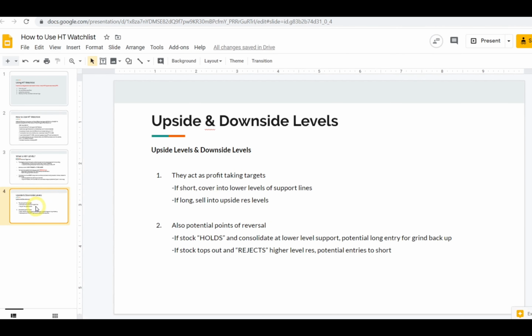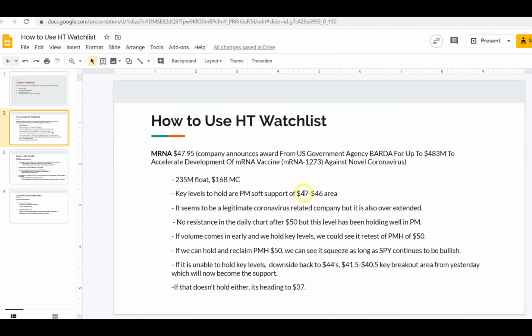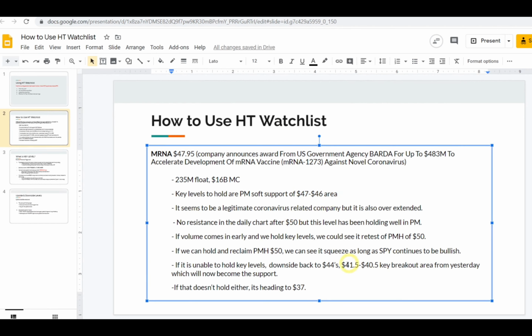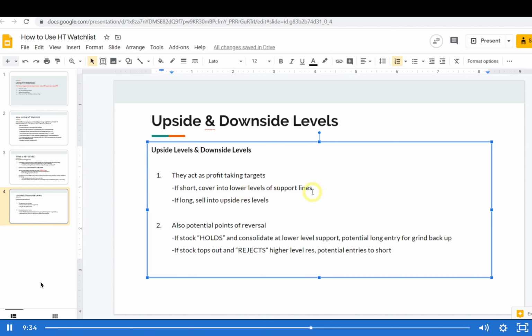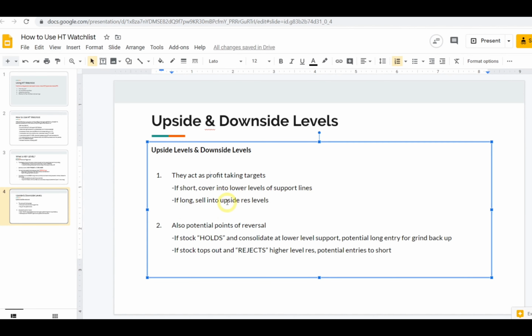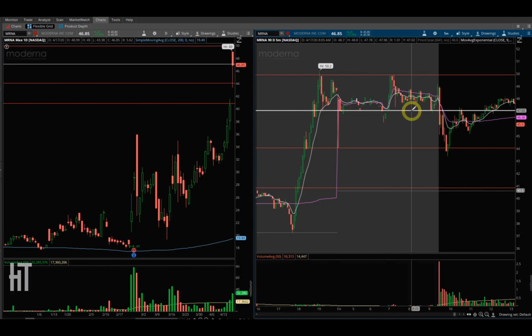Okay, now let's talk about the upside and downside levels. So remember we talked about, this is the key area, but there's upside to 50, downside 44, 41.5, and so on. These levels act as profit-taking targets. If you're short, you want to cover into lower levels of support lines. And if I was long, I want to sell into upper level resistance. So if I was long the stock at 48 because I saw that 47 held, then potentially I want to sell towards $50. You can see on this bounce before market opens, we didn't get that 50, right? You're not guaranteed to get that 50.